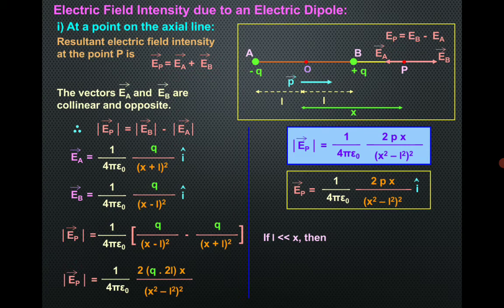If L is much less than x, why? Because the dipole length is very small. The distance between the equal and opposite charges is called the dipole length, and it is very small. Half of the length will be much smaller, so L is much less than x. So we neglect L in the above expression and get the expression of EP as 2p upon 4 pi epsilon naught x cube. And this is the formula for the electric field intensity due to a dipole on its axial line.